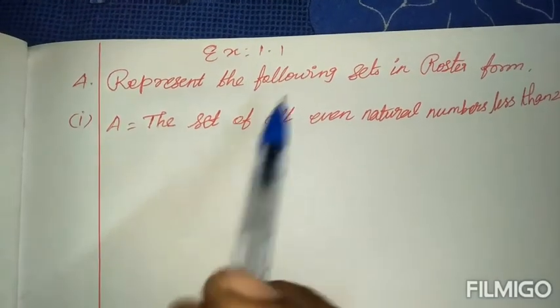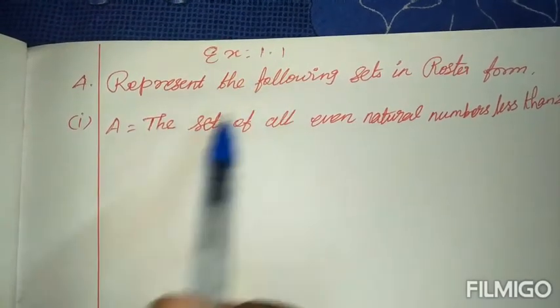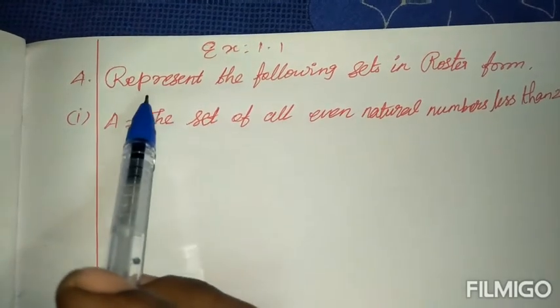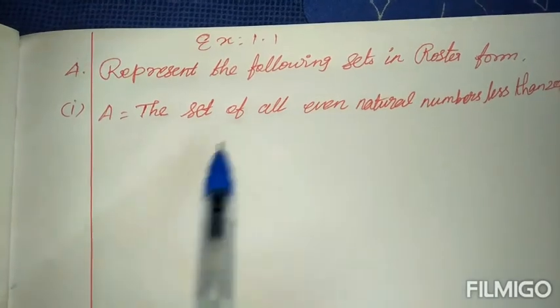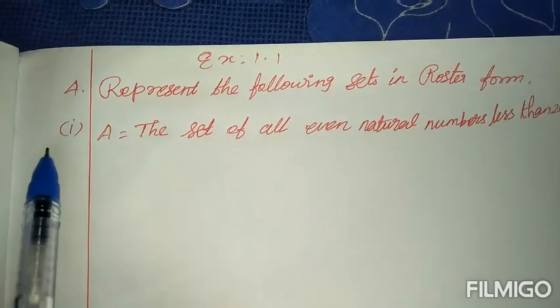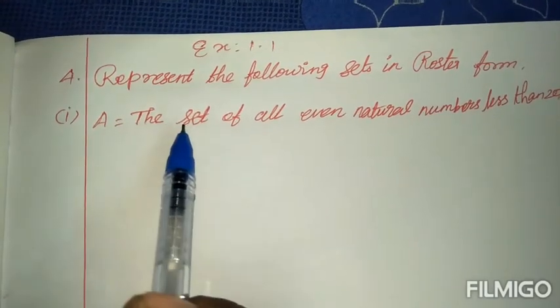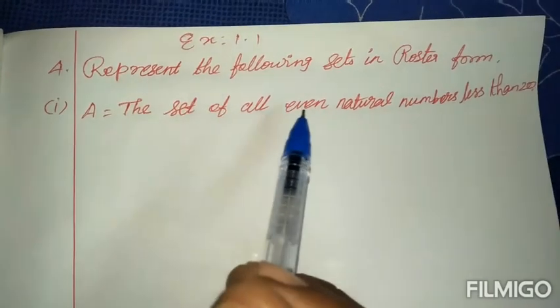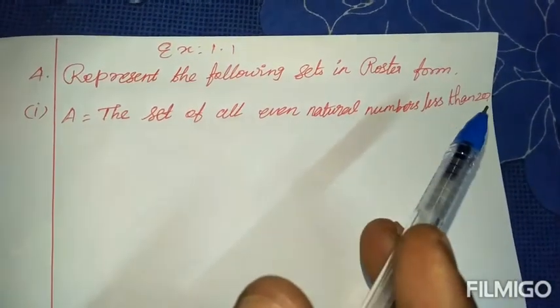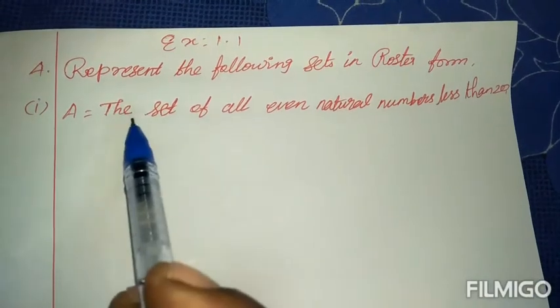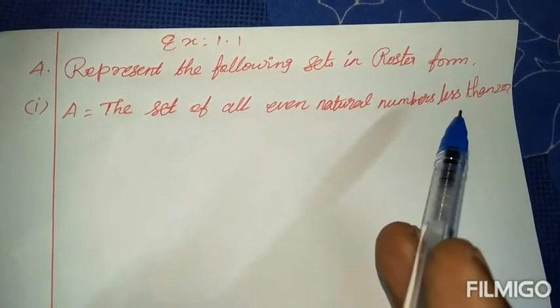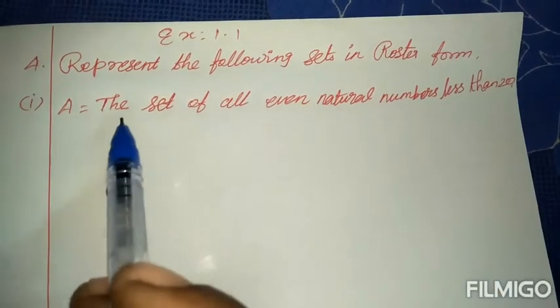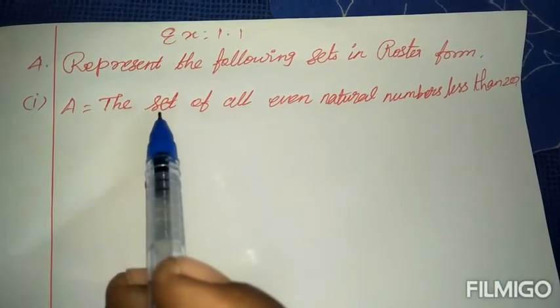Today we are going to learn exercise 1.1 question number 4. Represent the following sets in roster form. The first subdivision, A is equal to the set of all even natural numbers less than 20. See, it is in the form of descriptive form.